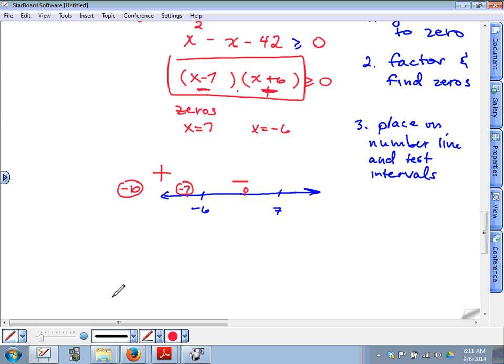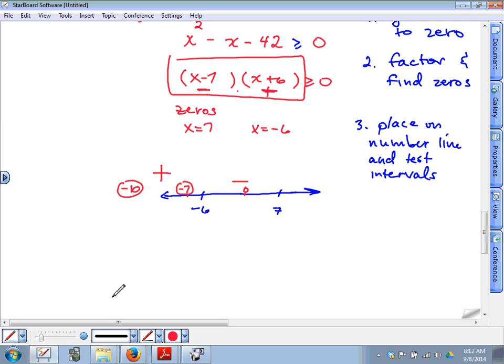Didn't negative 7 end up making this expression greater than 0? How do we know that? It turned out giving us a positive value. Is negative 10 a solution? What about negative 20? Any number left of negative 6, wouldn't that be a solution?